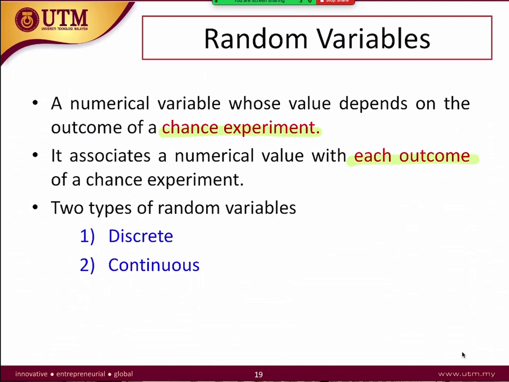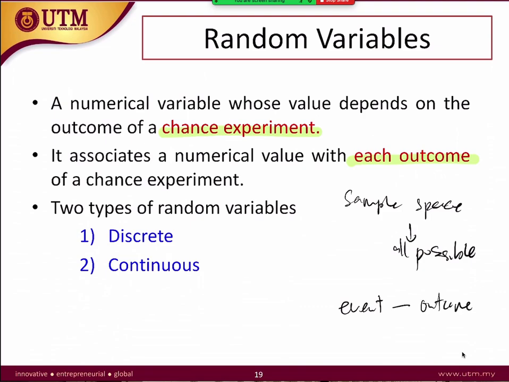Sample space, just to remind everyone, are all the possible outcomes from our chance experiment, while an event is the outcome that we want to see based on our sample space. So sample space is all the possible outcomes, whereas event is the selected outcome that we want.